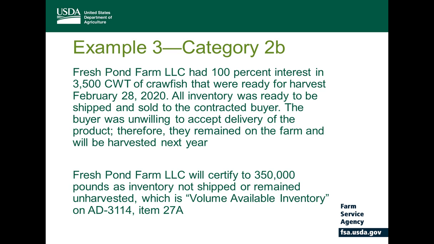Example 3 is Fresh Pond Farm LLC had 100% interest in 3,500 weight of crayfish that were ready for harvest February 28th of 2020. All inventory was ready to be shipped and sold to the contracted buyer. The buyer was unwilling to accept the delivery of the product. Therefore, they remained on the farm and will be harvested next year. Fresh Pond Farm LLC was certified at 350,000 pounds of inventory not shipped or remain unharvested, which is the volume available inventory on the AD 3114, which is item 27A.